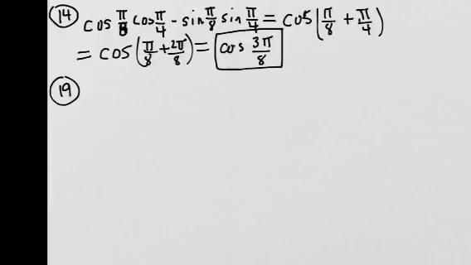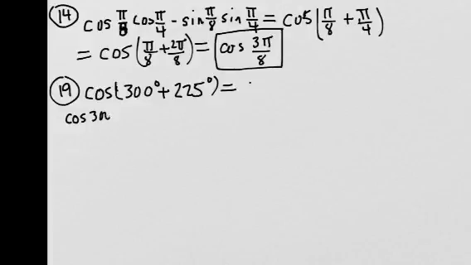Similar to 14, we're going to be using a formula. It's cosine of 300 degrees plus 225 degrees. So this is cosine A plus B. The formula is, and again, it's just knowing how to use the formula, I'll probably use another line: cosine 300 times cosine 225 minus sine 300 times sine 225.